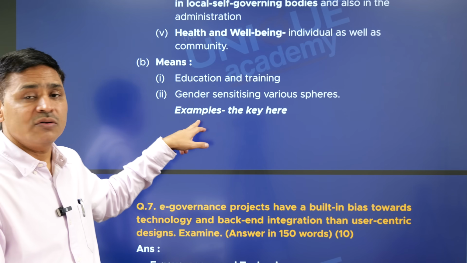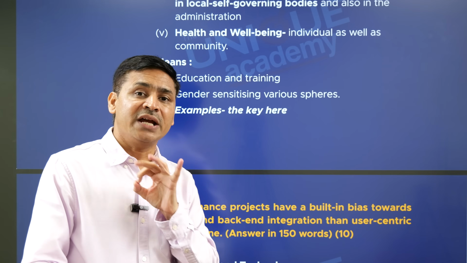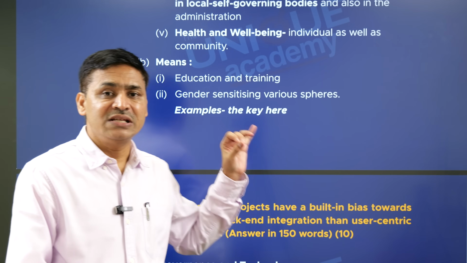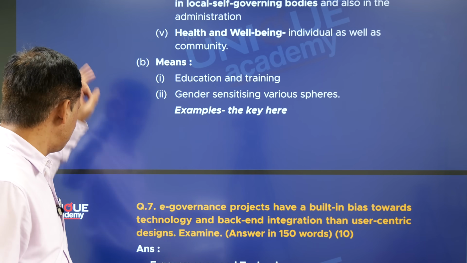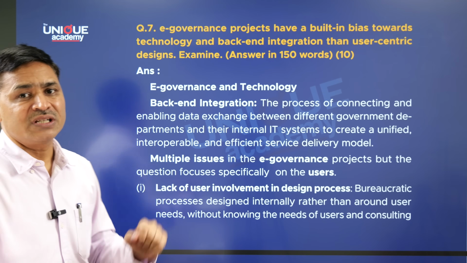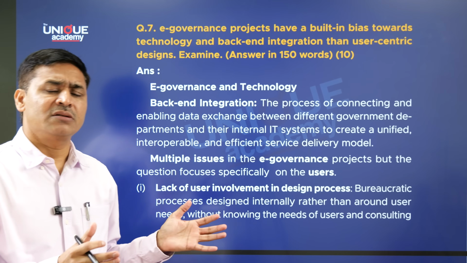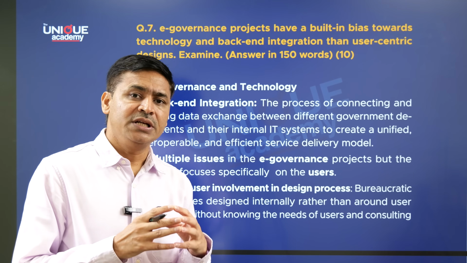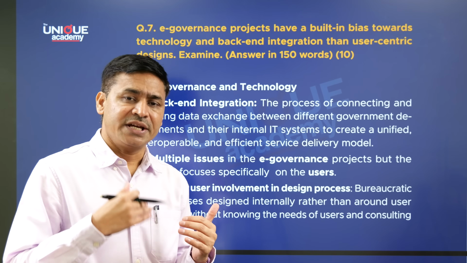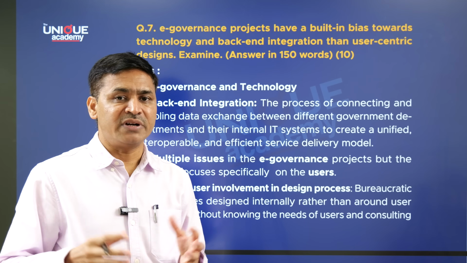And as we have underscored right at the end of the answer, examples are key in these kinds of questions. Okay, so this is the 6th one. Now taking it forward, this is a question on e-governance. We can make it simple. This question, simply speaking, asks students to explain the problems of e-governance.